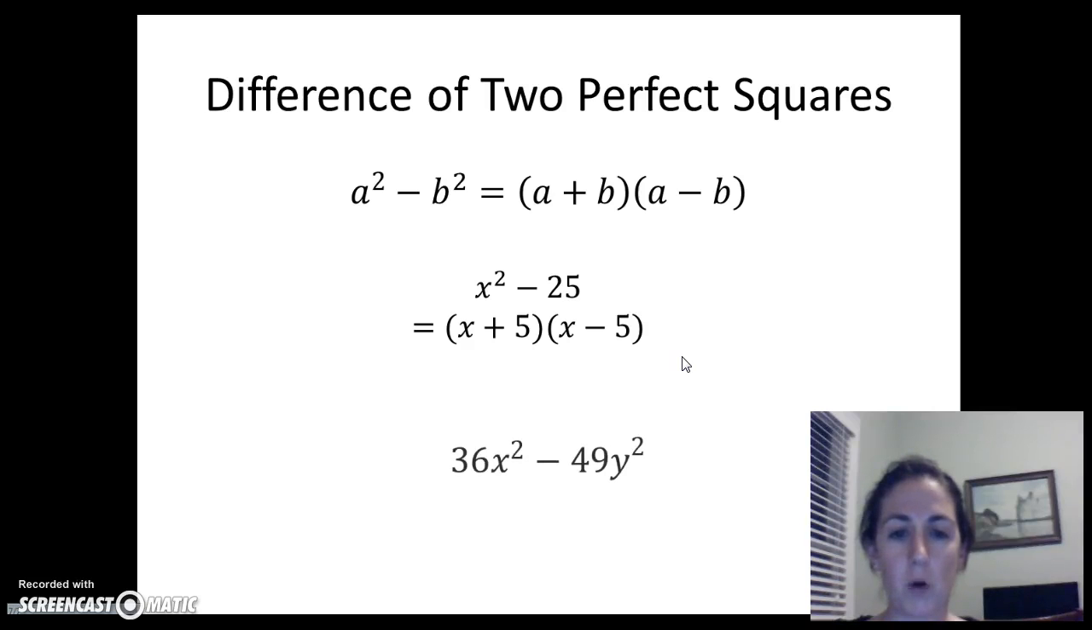Okay, let's look at one more example. 36x squared minus 49y squared. 36 is a perfect square, x squared is a perfect square, so 36x squared is a perfect square. 49 is a perfect square, y is a perfect square, so 49y squared is a perfect square, and we do have a difference. So this is going to factor into 6x plus 7y times 6x minus 7y.